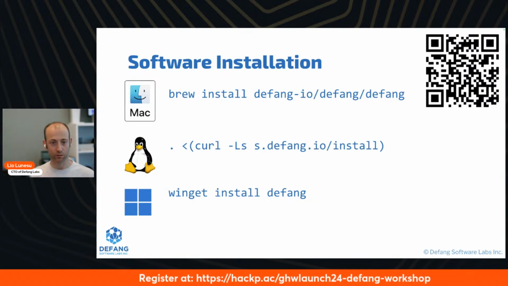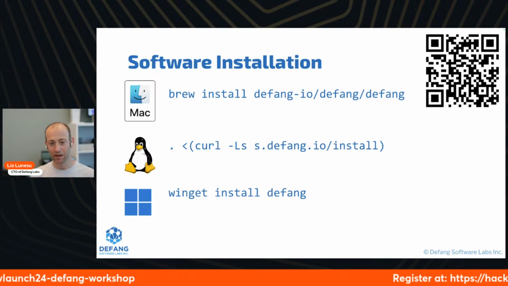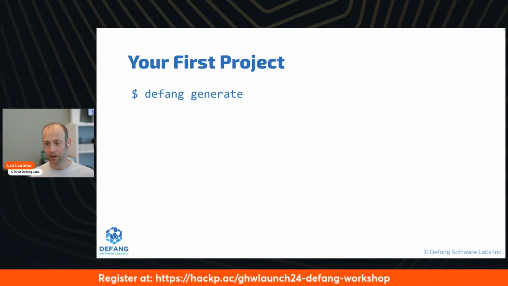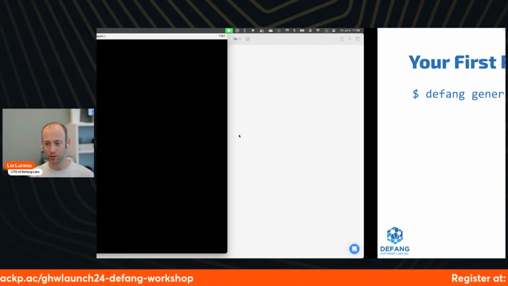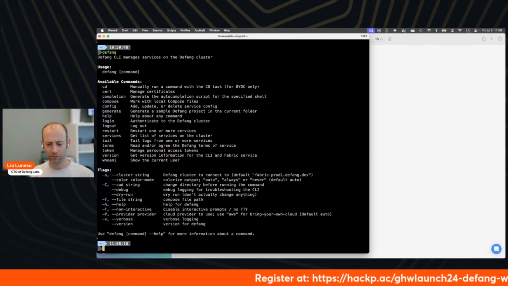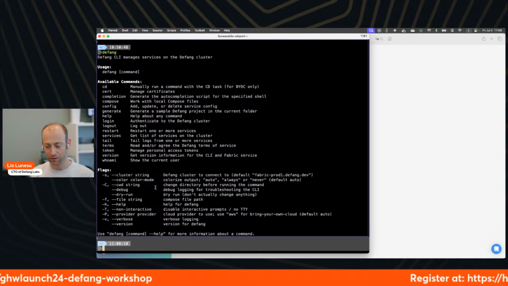All right, so I'm assuming people have installed the command line tool one way or the other. If you don't have the command line tool, stick around. You'll get a demo of what it looks like. You can do it on your own time. And this is what that will look like once you have it installed. So let me show you. I have installed the Defang command line tool. You type Defang, and you should see this help screen of different commands that you can do.